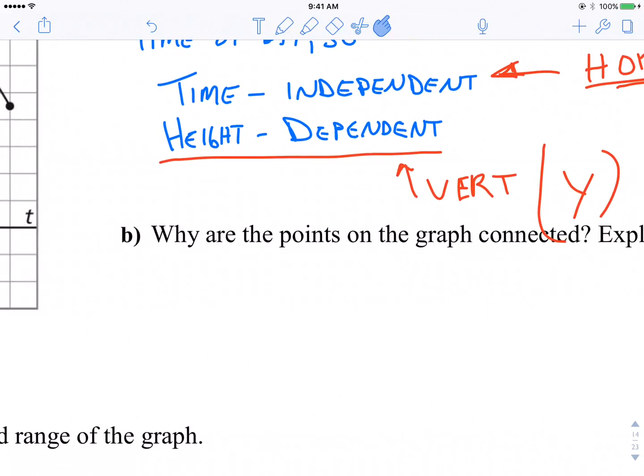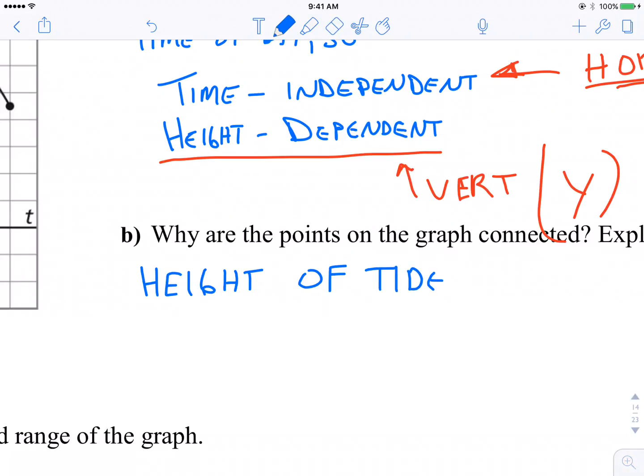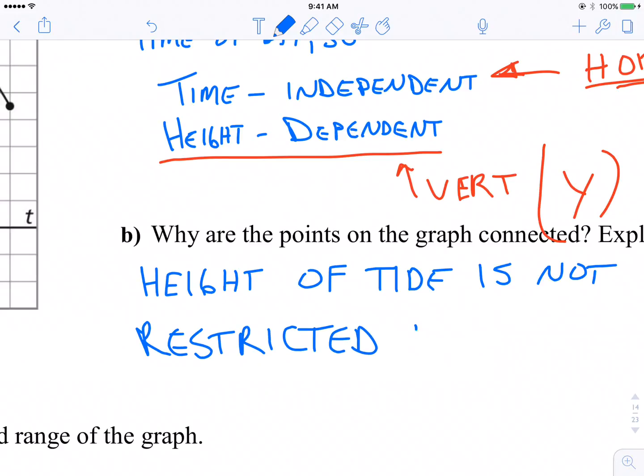So why are all the points connected? All the points are connected because the tide is not restricted to any particular whole number values. Height of tide, whoops, I spelled that wrong. Height of tide is not restricted to whole numbers.